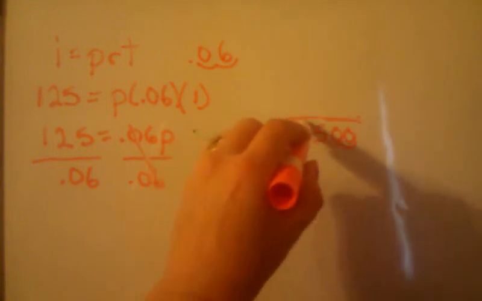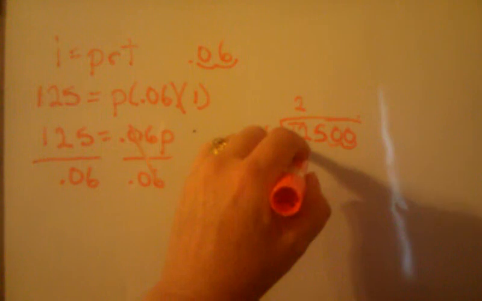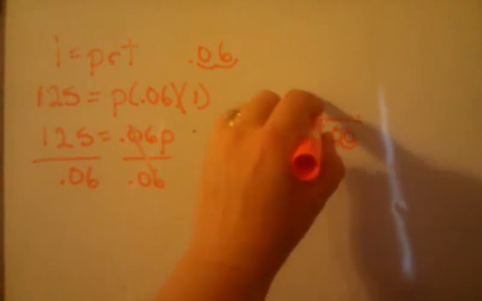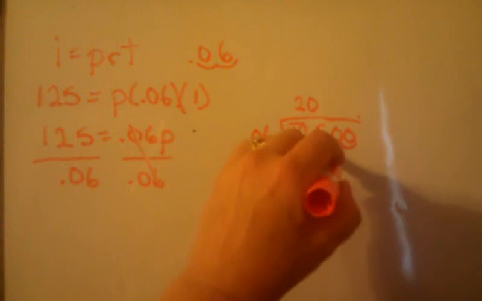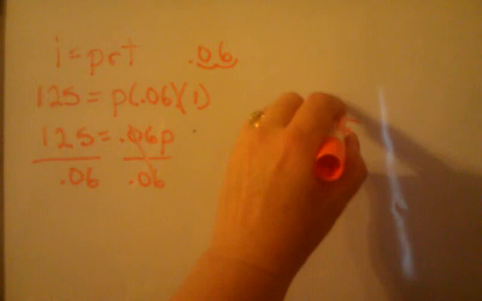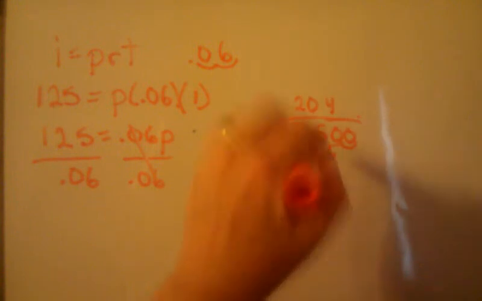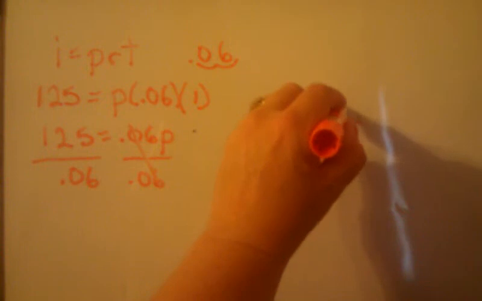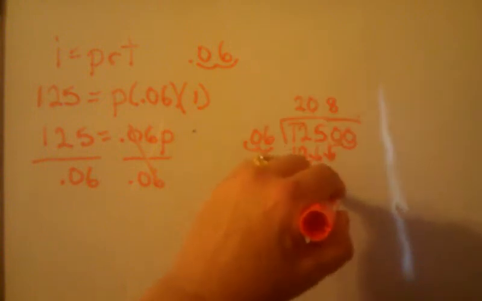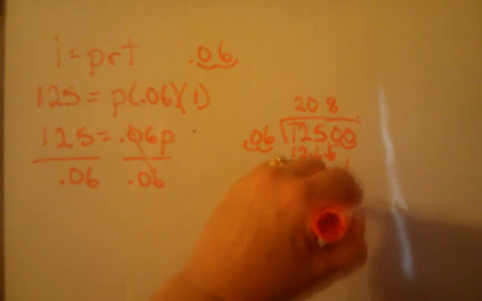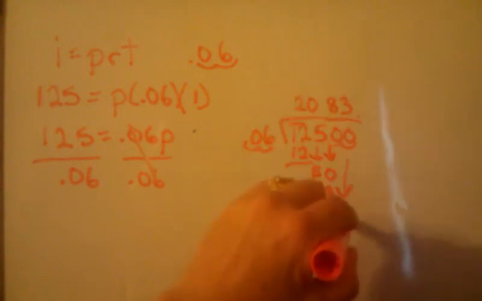6 goes into 12 twice. 6 times 2 is 12. Bring down the 5. 6 does not go into 5. 6 goes into 50 8 times. 48. Now it's going to be 2. Bring down my next 0. 3 is 18.